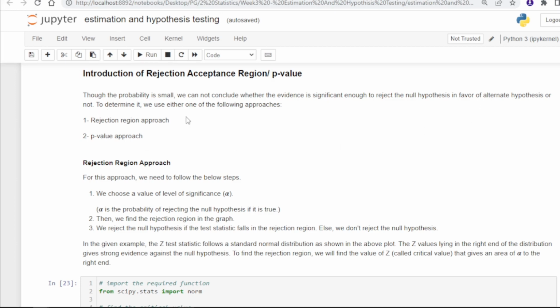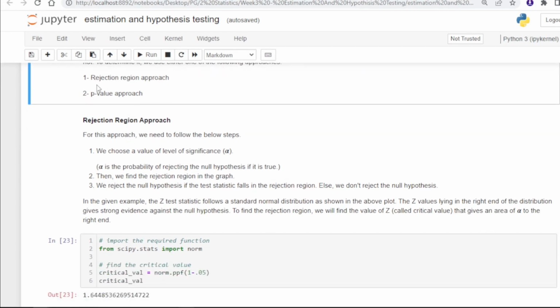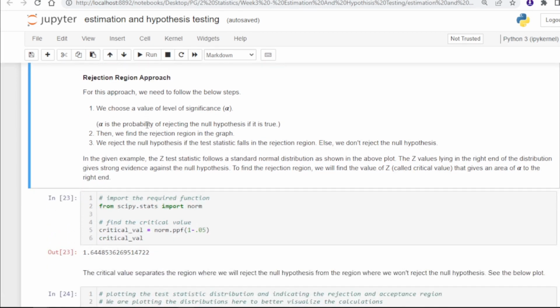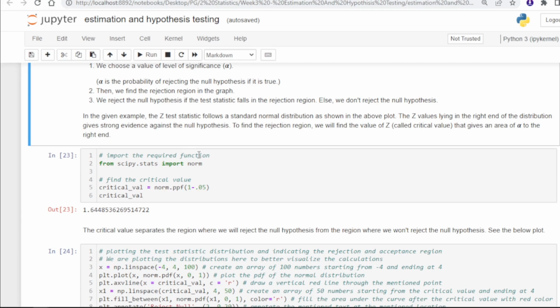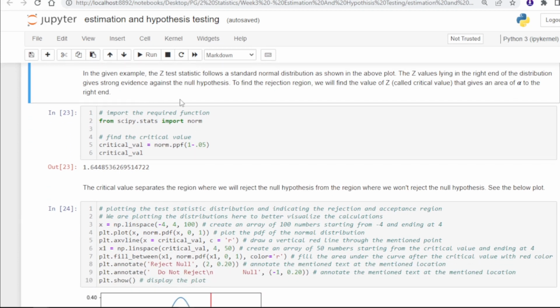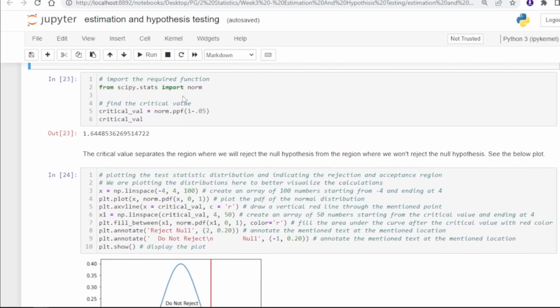To determine it, we use either one of the following approaches. We can do the rejection region approach or the p-value approach. For the rejection region approach, we need to follow the below steps. We choose a value of level of significance, then we find the rejection region in the graph. We reject the null hypothesis if the statistic falls in the rejection region, else we don't reject the null hypothesis. That was the simplest point for that.